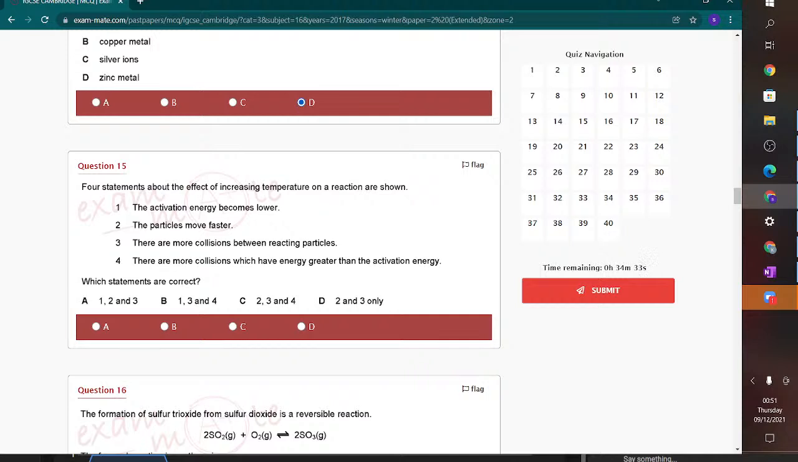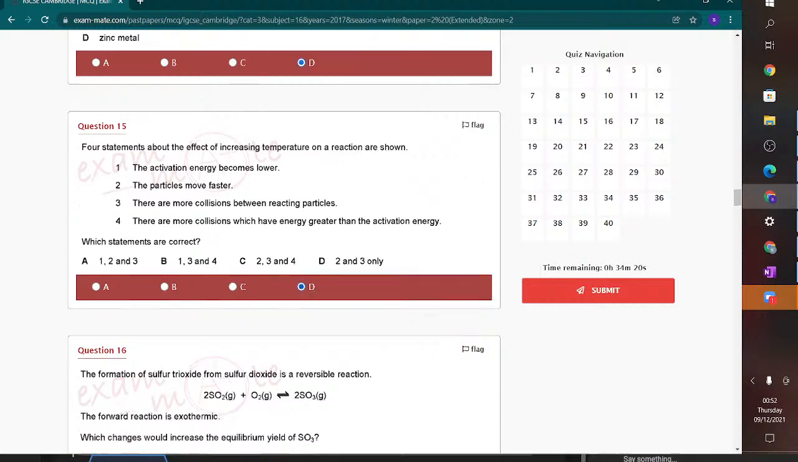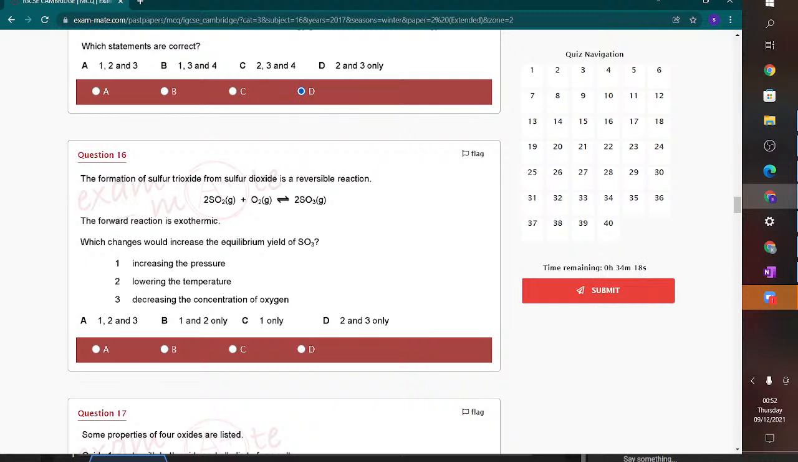Four statements about the effect of increasing temperature on the reaction are shown. Which statements are correct? The particles move faster, there are more collisions which have energy greater than activation energy, there are more collisions. Okay, 2 and 3. That's it, yeah.